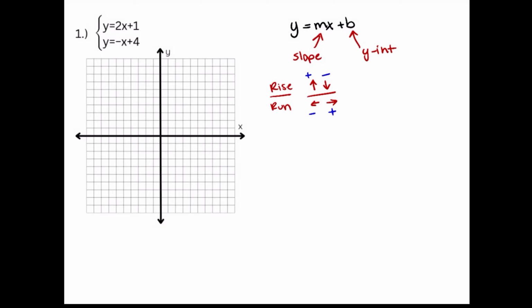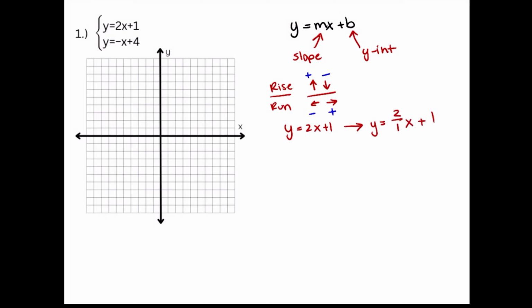So now we're going to go into our function. Y equals 2x plus 1. So y equals 2x plus 1. Notice that my slope is 2. Now, me personally, I like my slopes to be expressed as fractions. So if I want to express 2 as a fraction, I can simply put it over 1, because 2 divided by 1 is still 2.